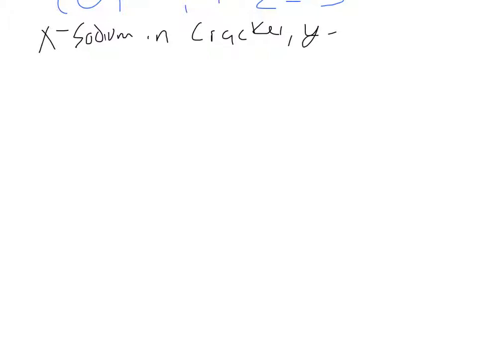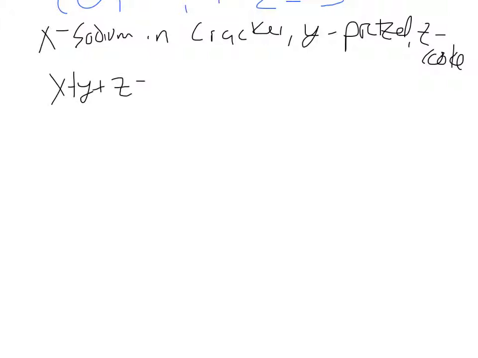Y is sodium in pretzel, and Z is sodium in cookie. Okay, so it's not the number of crackers, pretzels, and cookies, but it's the amount of sodium, because we're equating these via sodium. So it says by eating 1 cracker, 1 pretzel, 1 cookie, so X plus Y plus Z, a person will have 149 milligrams of sodium.